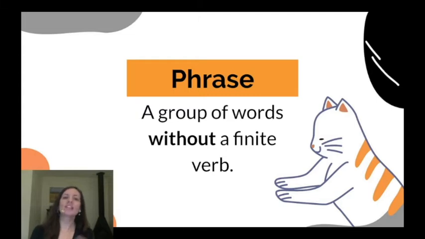But we also get phrases. These are a group of words without a finite verb. They do exist within sentences, but they cannot be a full sentence on their own. You always need a finite verb for it to be a full sentence. So what do these look like?